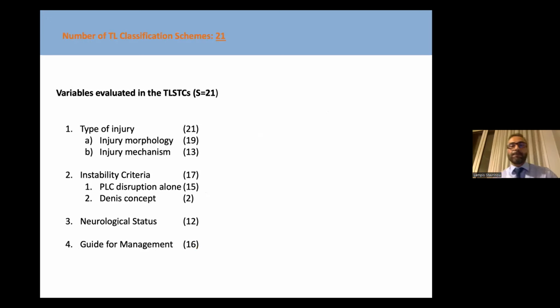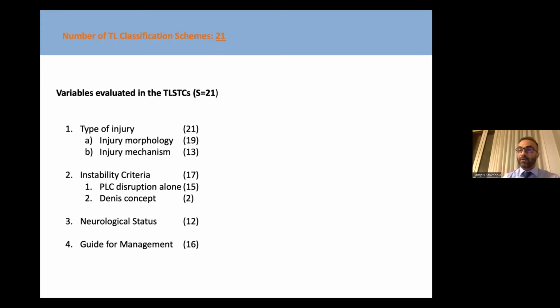There are 21 applicable classification systems, and not all of them look at fractures in the same way. So I looked at each of those classification systems, and I tried to extrapolate what they were looking into. All of them, of course, are looking into the type of injury. Most of them focus on the morphology. How is the fracture in the CT?